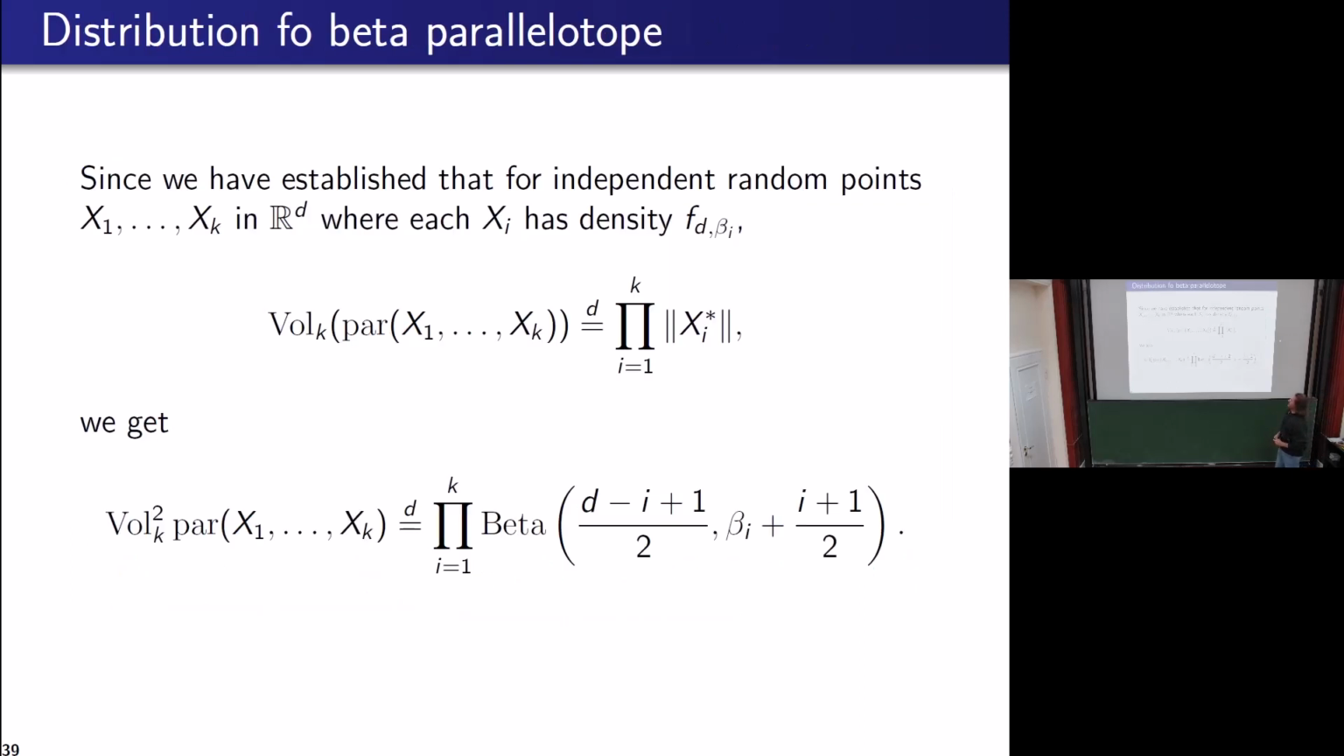Okay, and now we use these lemmas because the relation that we've established will now let us state that if we square the volume, we just have the product of independent one-dimensional beta random variables. And that's very great, because this already concludes the second step. We've calculated the volume of such a beta parallelotope, at least in distribution.